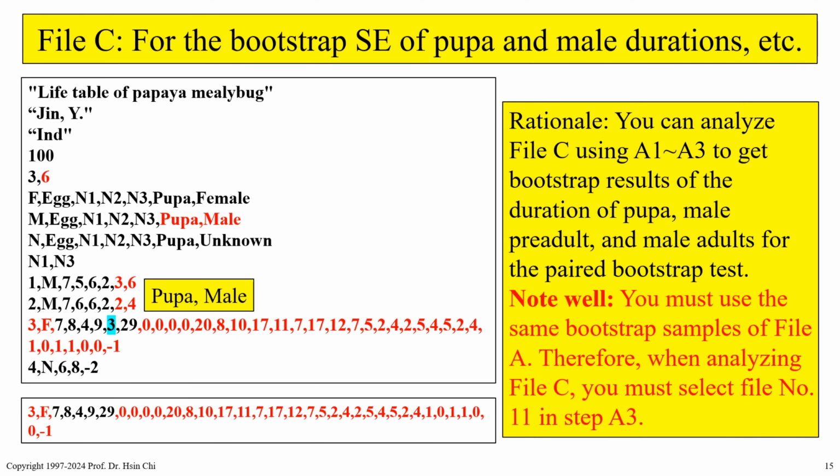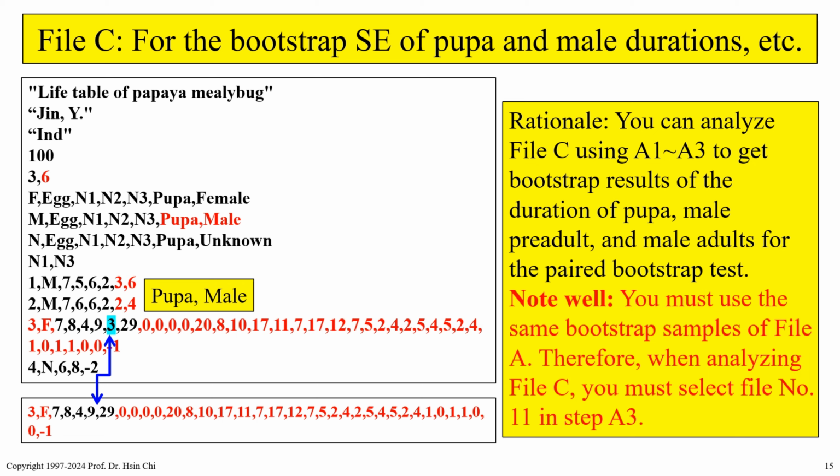In order to obtain the correct bootstrap standard errors of the male pupae, the male preadult stage, and the male adults, we need to prepare a file C. You have to insert a hypothetical pupal stage of 3 days for each female. You can analyze file C using A1, A3 to get bootstrap standard errors of the duration of male pupae, male preadults, and male adults, as well as the bootstrap files for the paired bootstrap test. Note well, you must use the same bootstrap samples of file A.